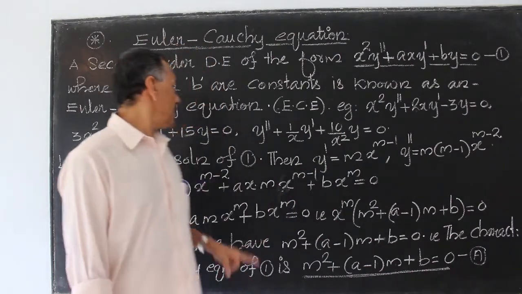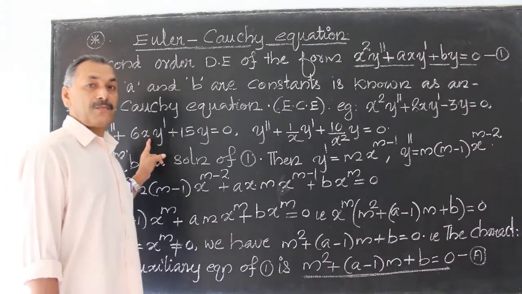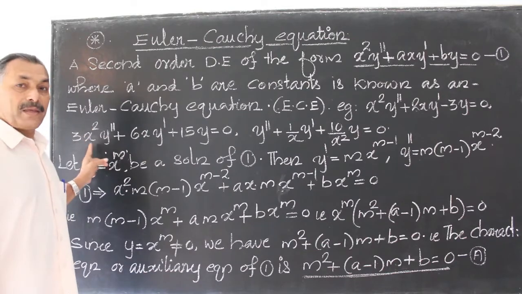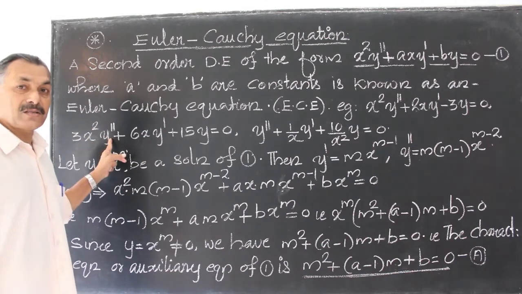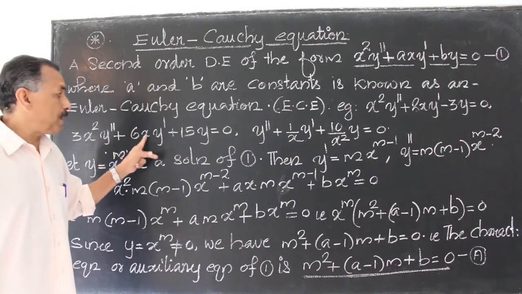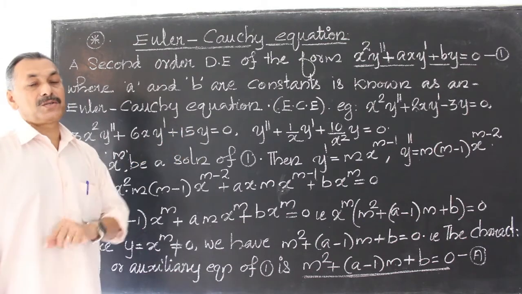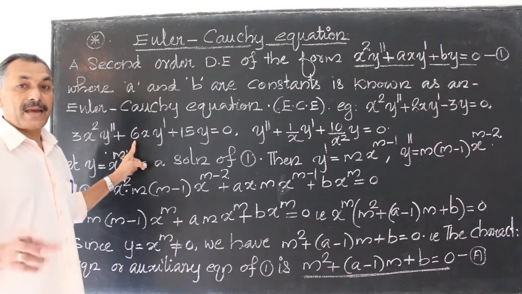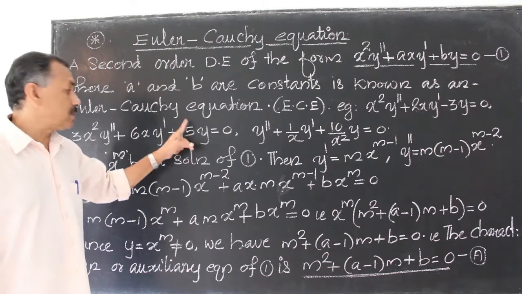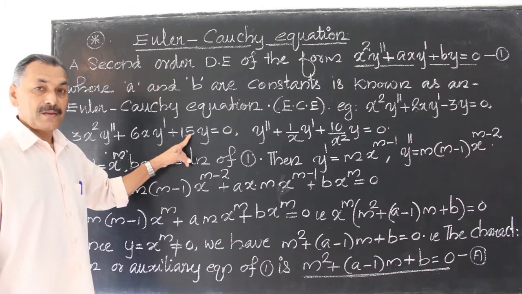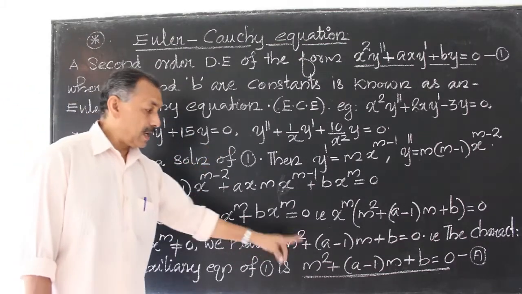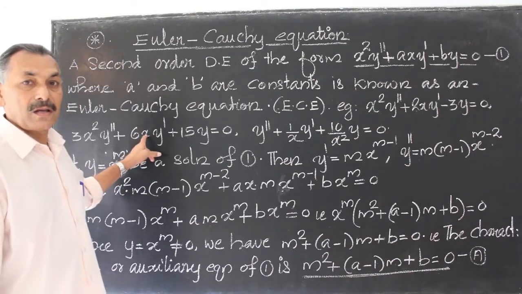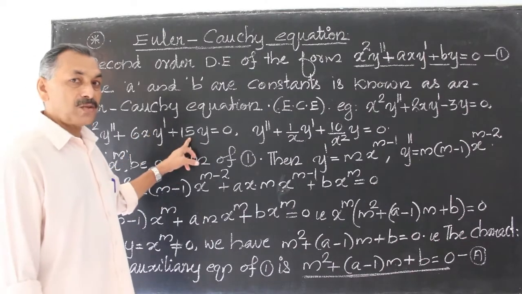Okay? Similarly, what is the characteristic equation of this equation? Dividing throughout by 3, we have the equation x square y2 dash plus (6 divided by 3) 2x y dash plus 5y is equal to 0. What is a? a is equal to 2. b is equal to 15 by 3, which is equal to 5. Then the characteristic equation is m square plus (a minus 1), that is 2 minus 1, into m plus 5 is equal to 0.